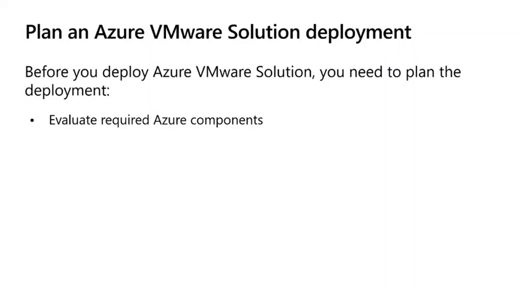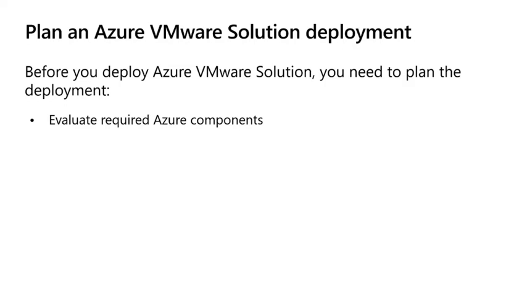We need to evaluate the required components. So your resources, your subscription, your resource groups, the region where you deploy this, because it's not deployed in every region just yet. Right now, it's Canada Central, US East, North Central US, West US, Australia East, West Europe, Japan East, and UK South. So these are the regions where we actually have the service available.